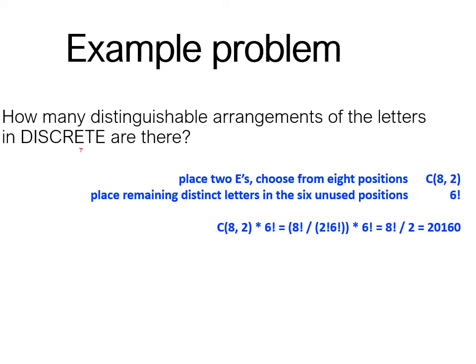So first we are going to place these two E's, and we have 8 positions we can place them. So that's going to be choose 2 out of 8. And then we place the remaining distinct letters in 6 unused positions, and that's going to be 6 factorial. And now we use the rule of product. We multiply these two things, and this is the total number we get. So be careful when the letters are repeated. Then you have to place those first using this choose strategy, where you're picking the slots into which you are going to place them.